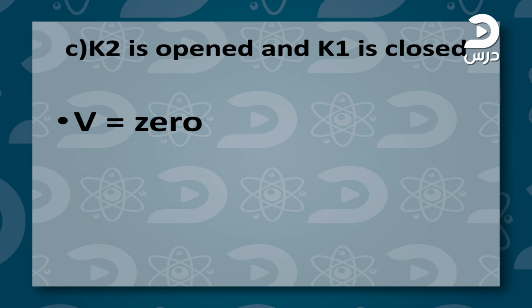But number C, when K2 is open and K1 is closed, so there is no current. So V equals 0. V equals 0. That was problem number 1.